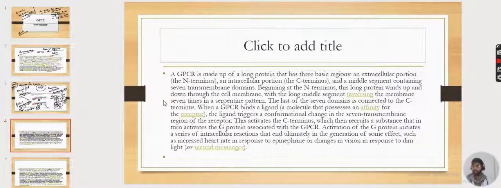Okay, we know this right now. If you want to read it, you could just pause the video and read it.